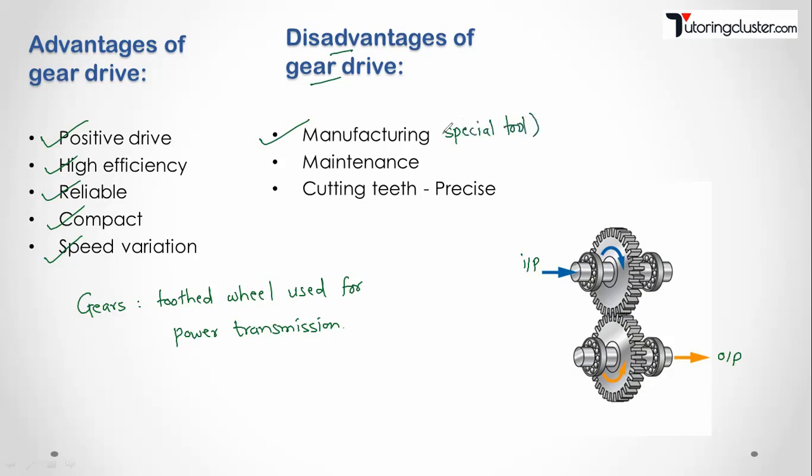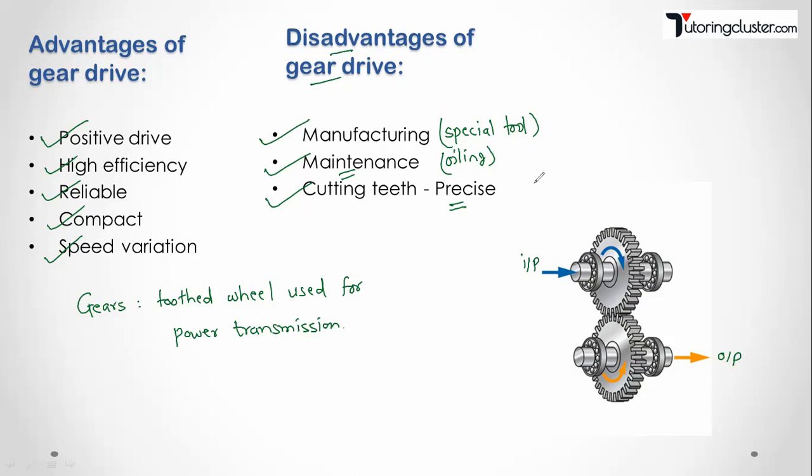Special tools and equipment are required. Then again, maintenance. You have to do oiling and all those things. Maintenance is required because there is a lot of friction. And cutting the teeth has to be precise, then only it is going to give you the desired output. So these are some advantages and disadvantages of gears.